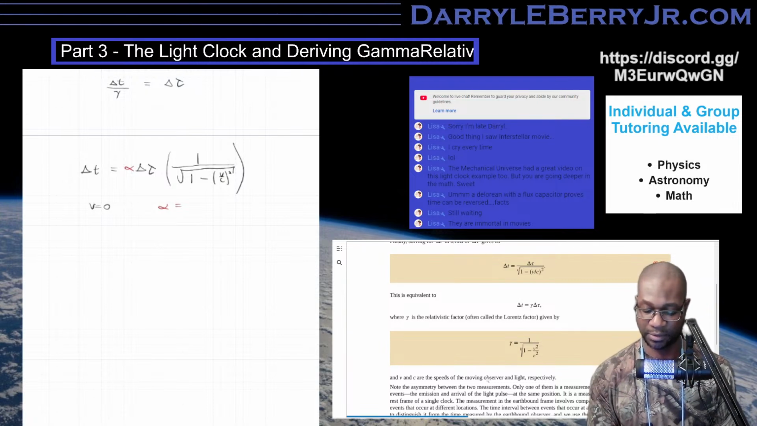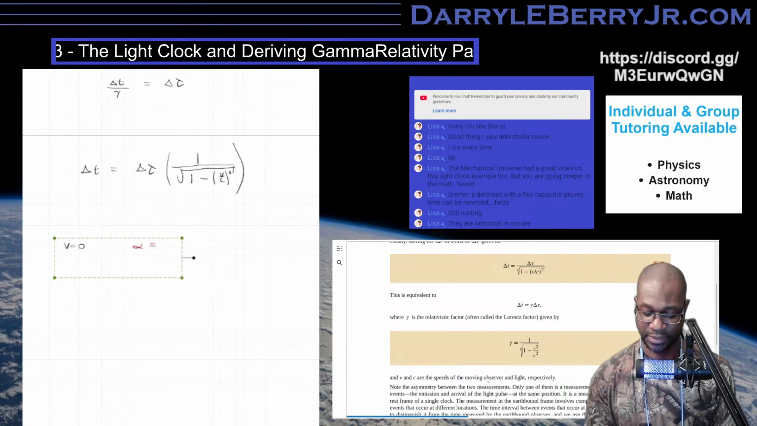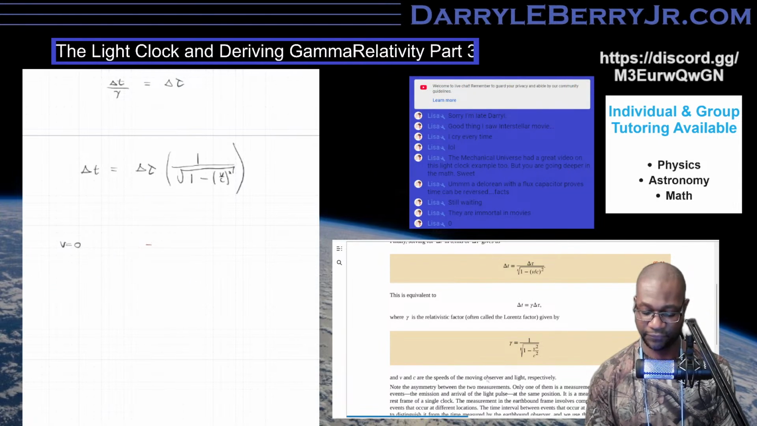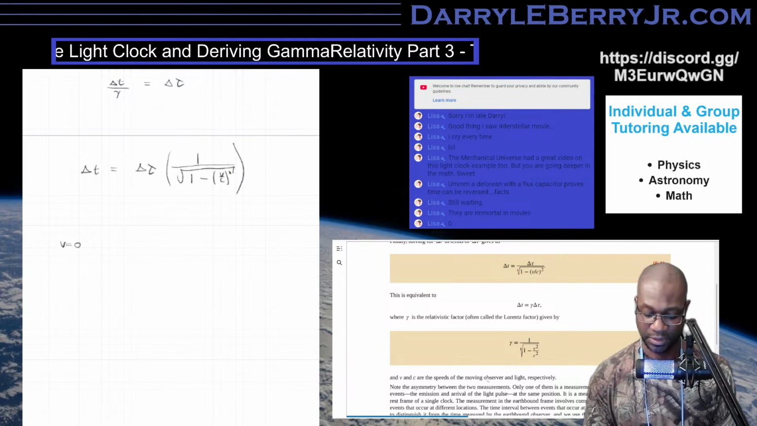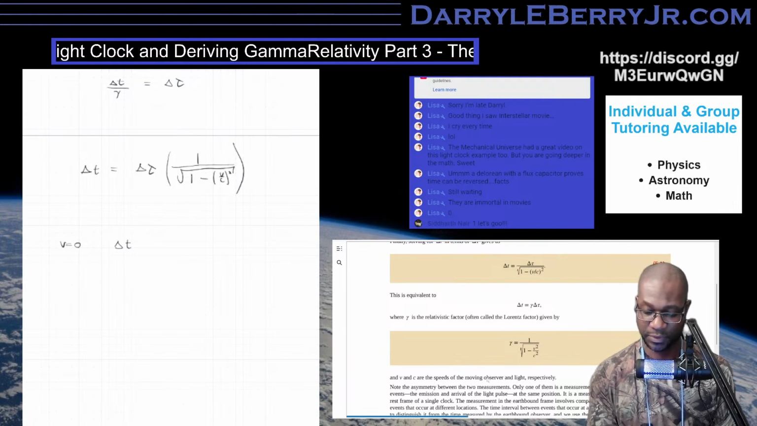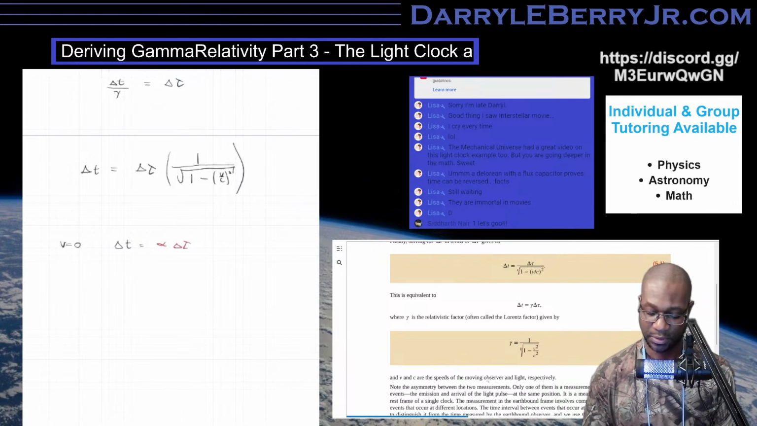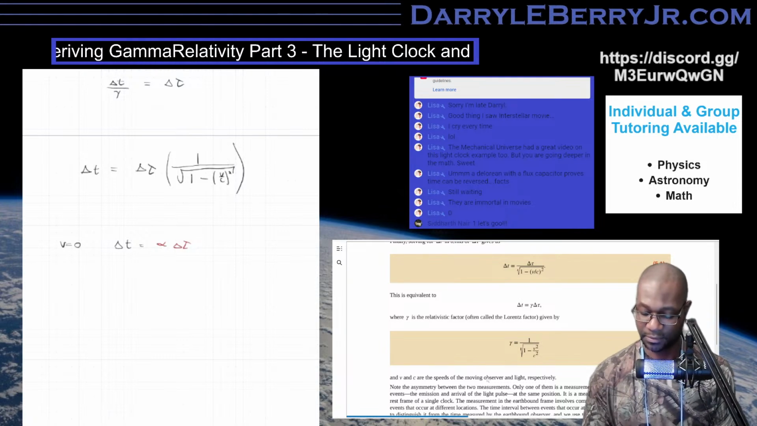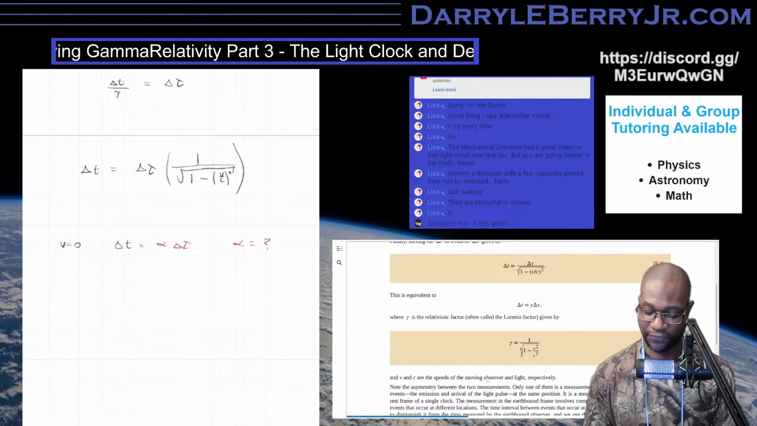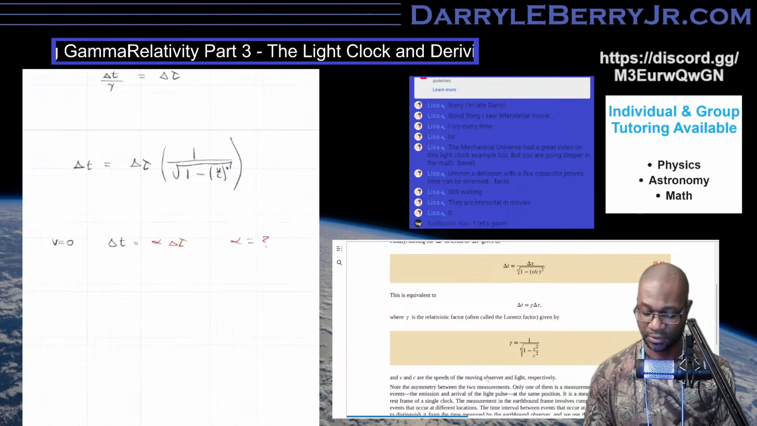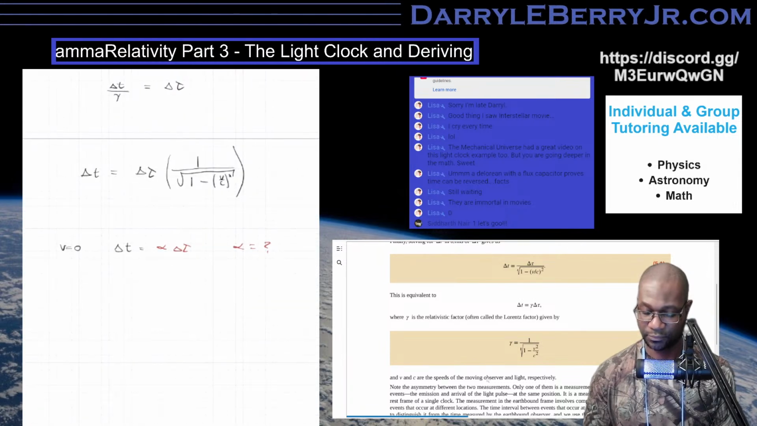I guess maybe that's not the best way to write the alpha in. Let me write it in a different way. So let's say V equals 0. Then we have change in t equals alpha change in tau. And what would you say alpha is, as a fraction of, well, just as it is?